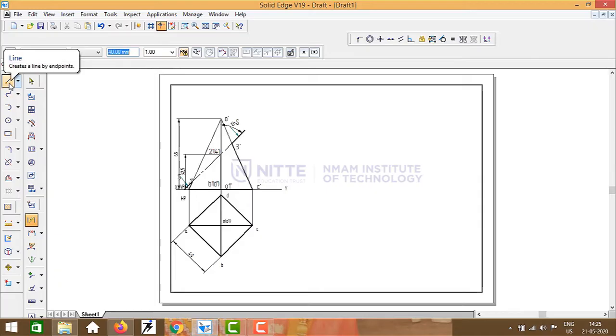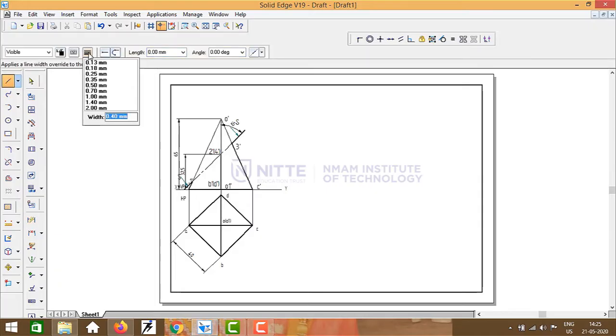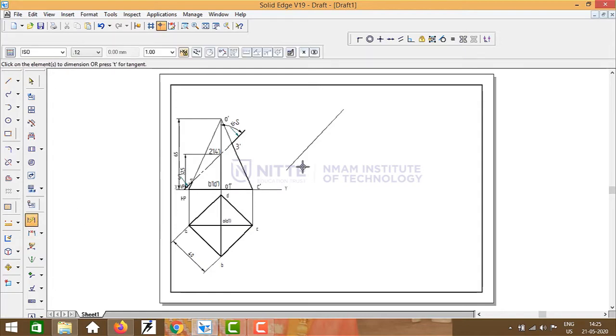Okay, so I'll go to construction line now, 0.05 millimeter continuous. Okay, randomly draw a straight line, give the dimension here for the slant edge. Okay, so now main thing what we need to give here for the development of the pyramid is the actual slant edge dimension. Okay, that is the true length of the slant edge.